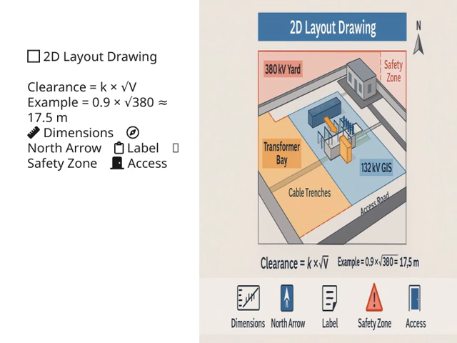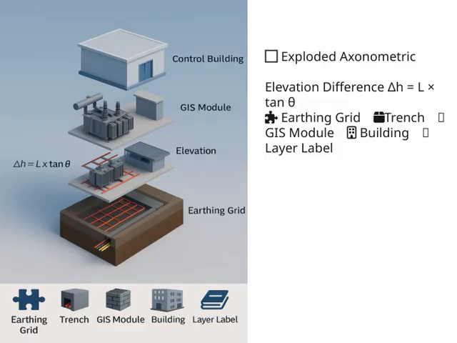Now, let's take a closer look at the exploded axonometric view. This type of diagram helps us visualize the different components of our electrical infrastructure in a clear and detailed way. One key point here is the elevation difference, denoted as delta, which we calculate using the formula L times the tangent of theta.